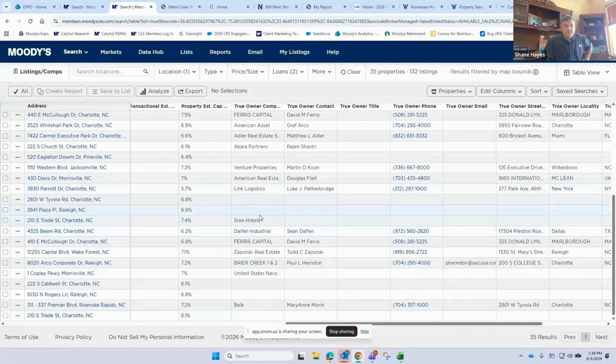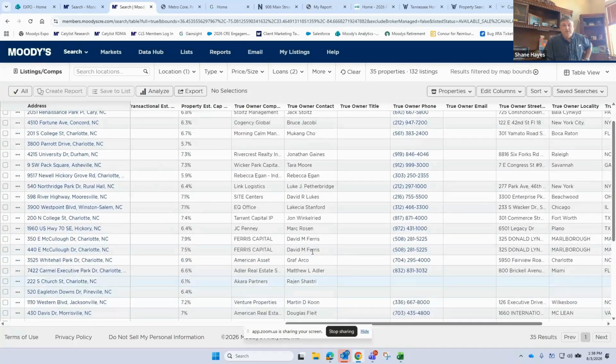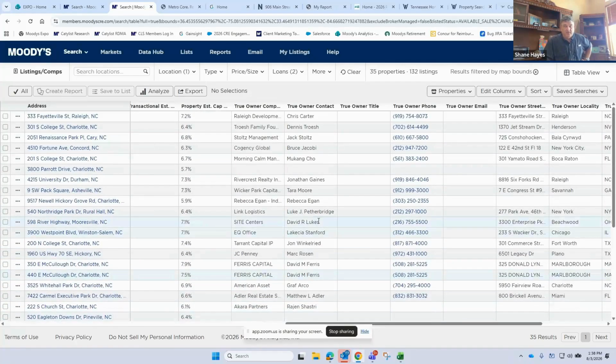So you can see we have some gaps in here where some of these properties don't have a true owner. But you can see we have a pretty good amount of them that do. Now, these are for the loans. I just happened to keep the loans up that I had selected. So this would be a good way for you to track down the owner and see if they're going to sell or if they need to increase their rents and how you reach out to them.